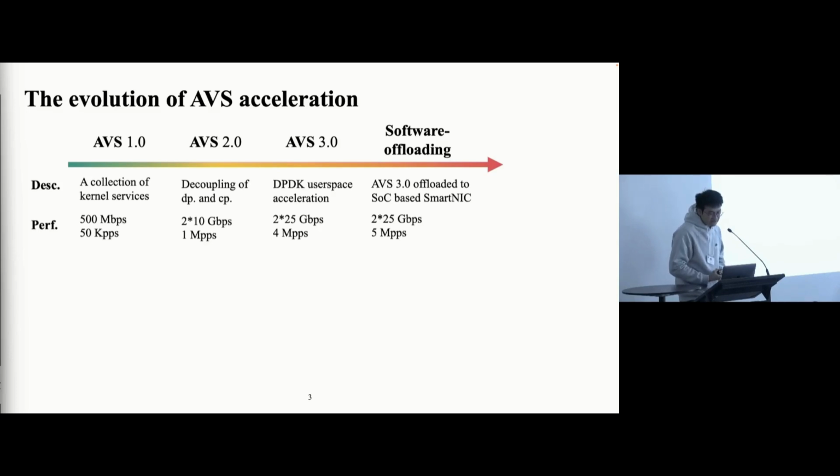And to leave as many host resources as possible for deploying the VMs, we then offloaded the whole AVS to the SoC CPU cores on the smart NIC. But the result is not good enough. Due to limited power, the CPU cores on the smart NIC are weaker than those on the host. So the software offloading did not improve performance much.